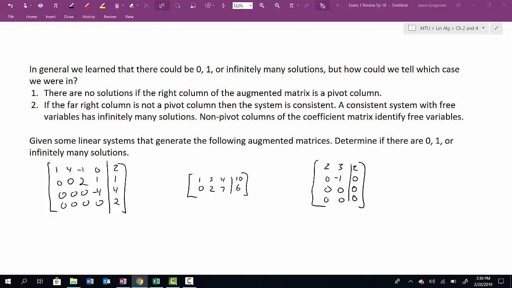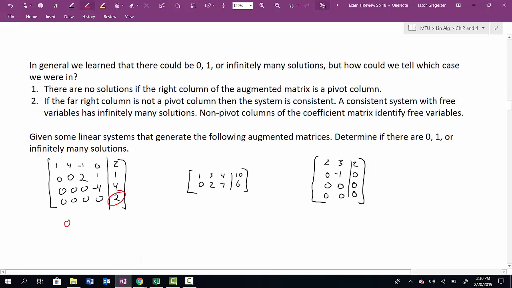All right, we got 63 students, 53 responses, 95% correct. That's pretty solid. We saw that there is a pivot in the far right column. There is no solution. And why, once again? Because if I wrote out the associated equation, it would be 0x1 plus 0x2 plus 0x3 plus 0x4 equal to 2. That can't happen, right? That's why we're very strong on that question.